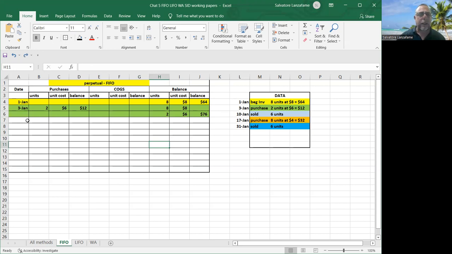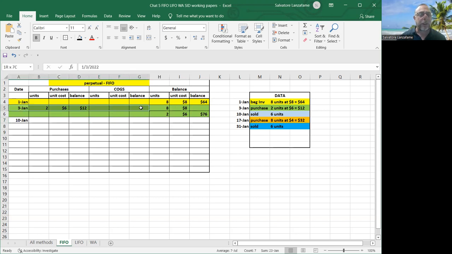All right, so the next transaction looks like we sold some. On January 10th, we sold 6 units. Now here comes the question: which 6 did you sell? Do you pick 6 at random, take the first ones, the last ones? Well, remember what FIFO stands for: first in, first out. The word out implies sold. So the first 6 that came in.